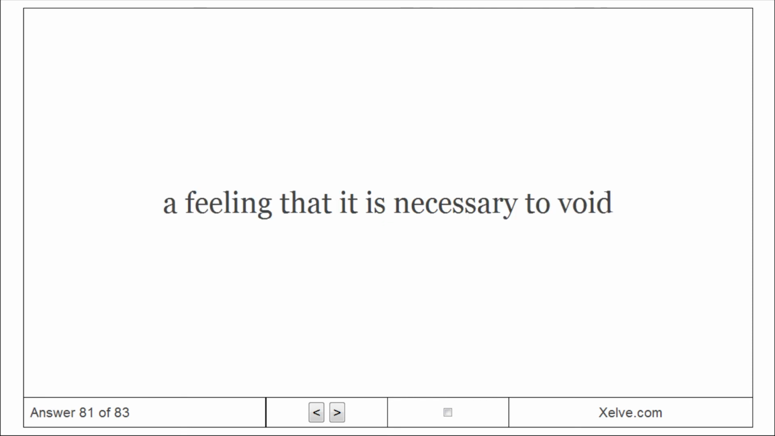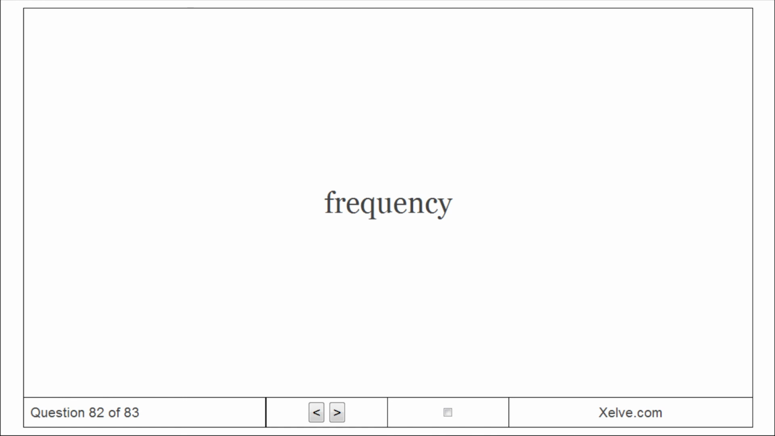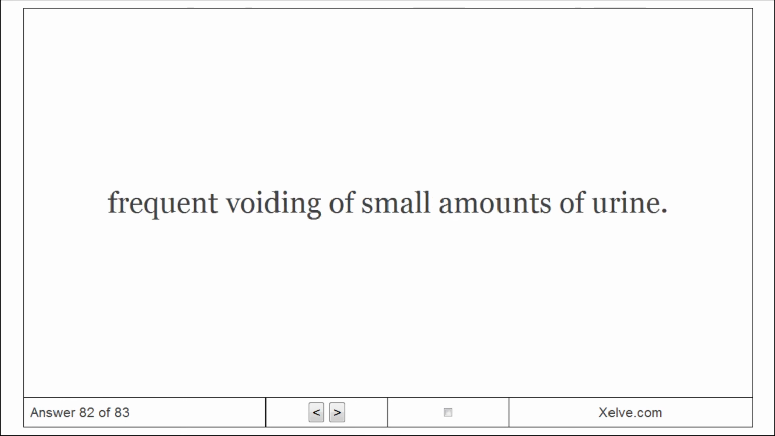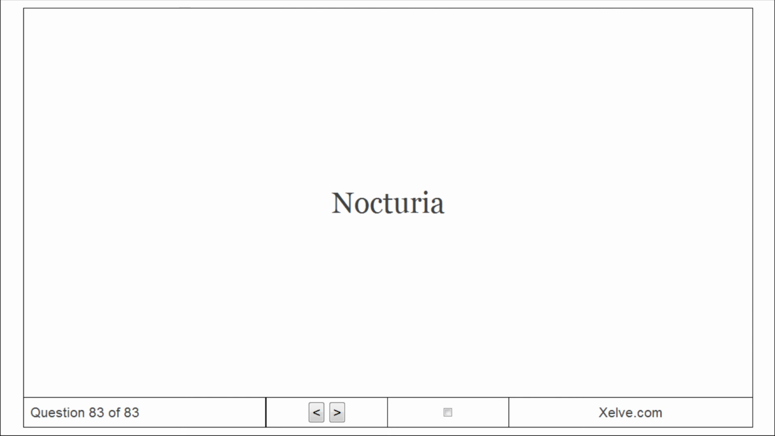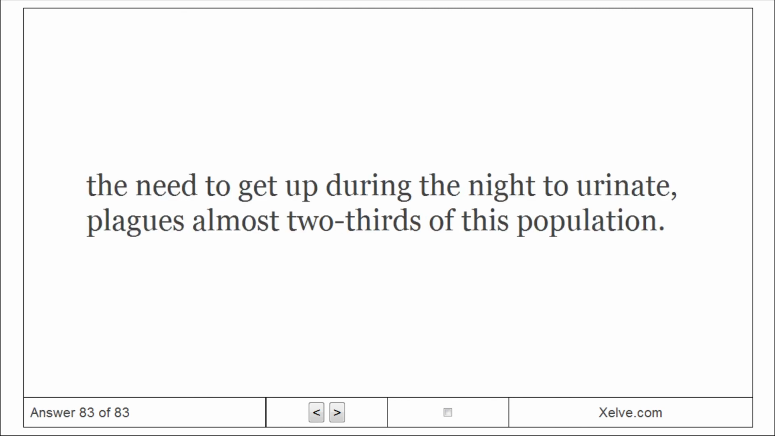Urgency. A feeling that it is necessary to void. Frequency. Frequent voiding of small amounts of urine. Nocturia. The need to get up during the night to urinate plagues almost 2/3 of this population.